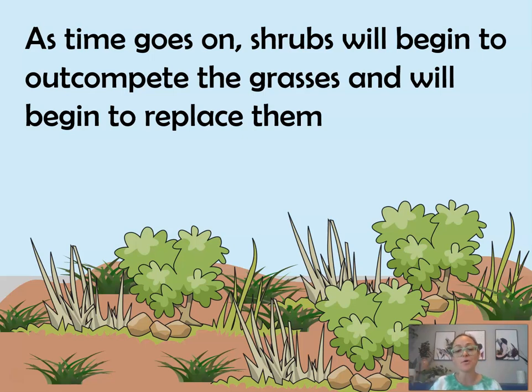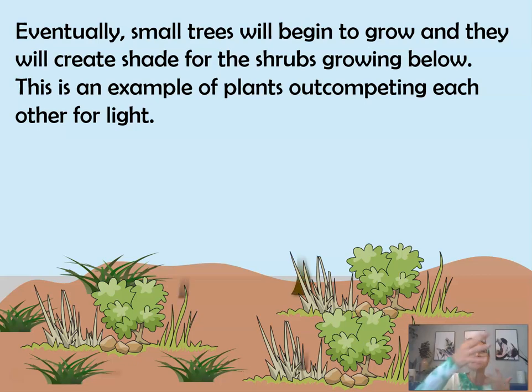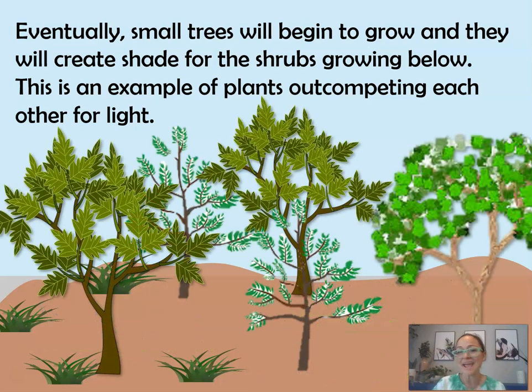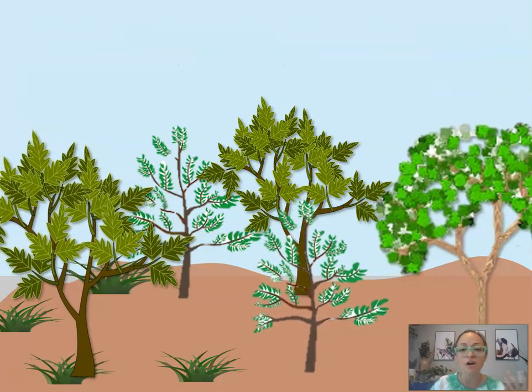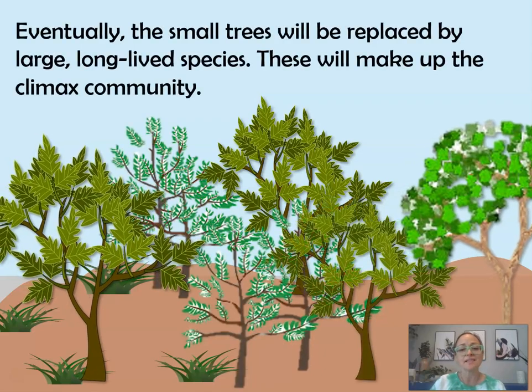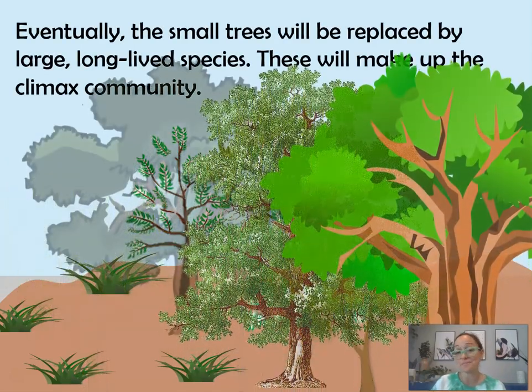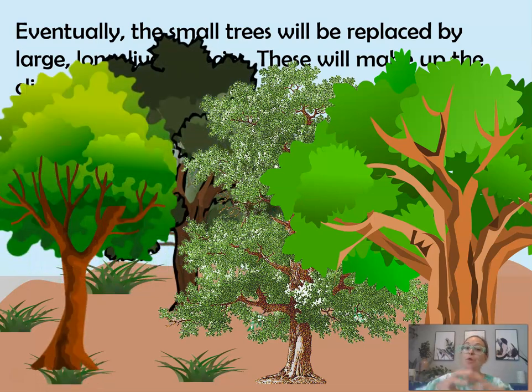And then eventually, again, with passing birds or wind or animals going by and pooping, you're going to have these shrubs be replaced with immature trees. Now, these trees may not grow very large, maybe smaller tree species that will eventually be replaced by long-lived tree species like oak trees or hickory or something like that. Now these larger tree species are going to form what we call a climax community.